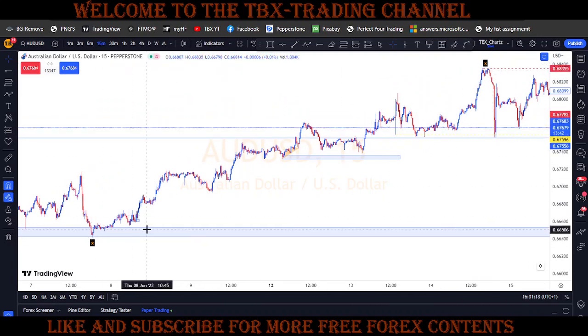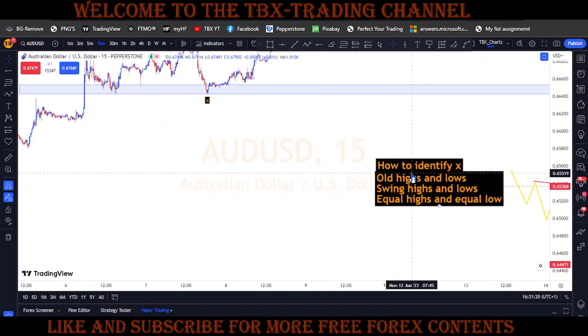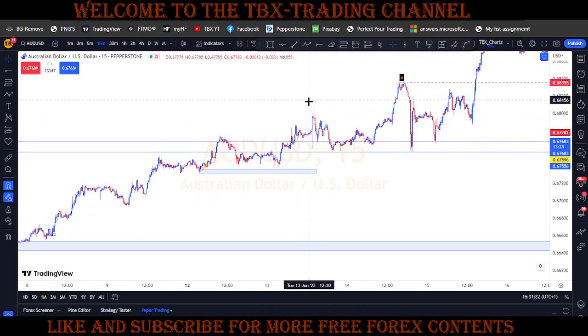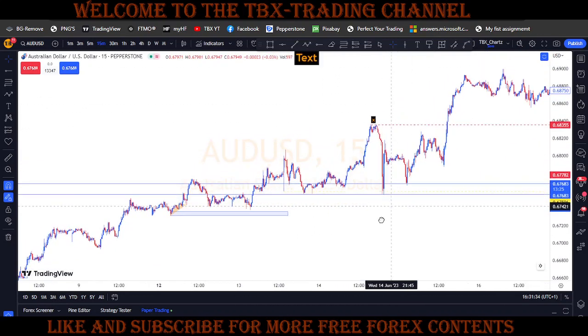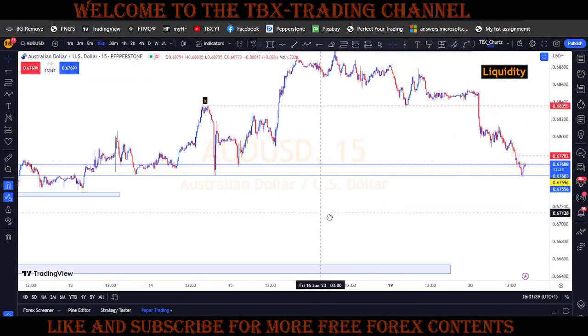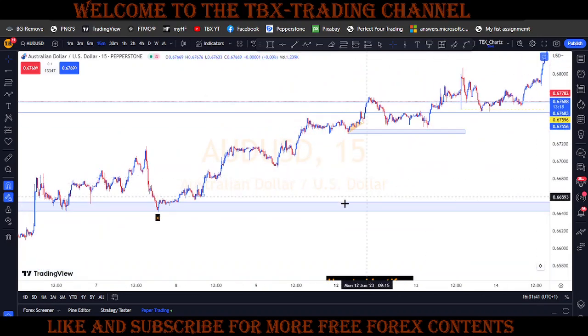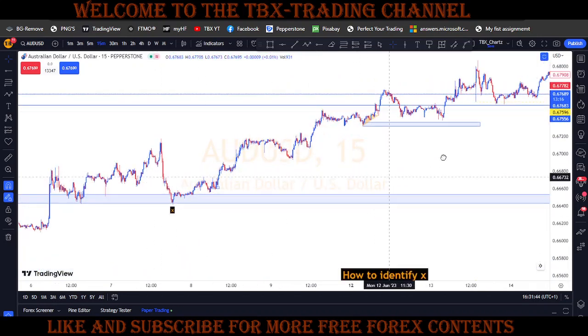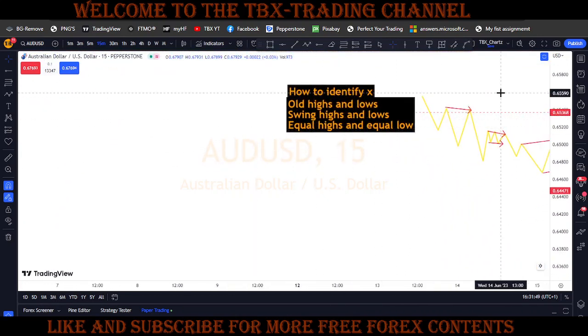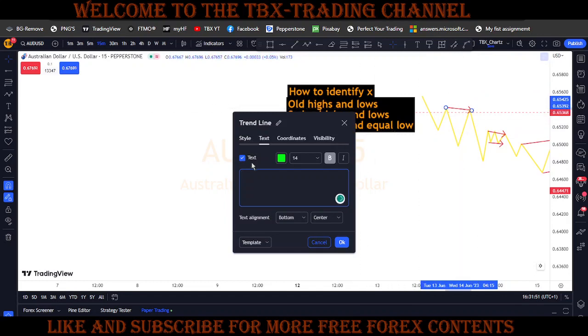And don't forget, we can also find liquidity in swing highs and swing lows. So you can find liquidity in this swing high, this swing low, this swing high, this swing low, and the likes. So you can find liquidity in those areas, and you can tag them with X's. And one of the most important, you can also find liquidity in equal highs and equal lows.